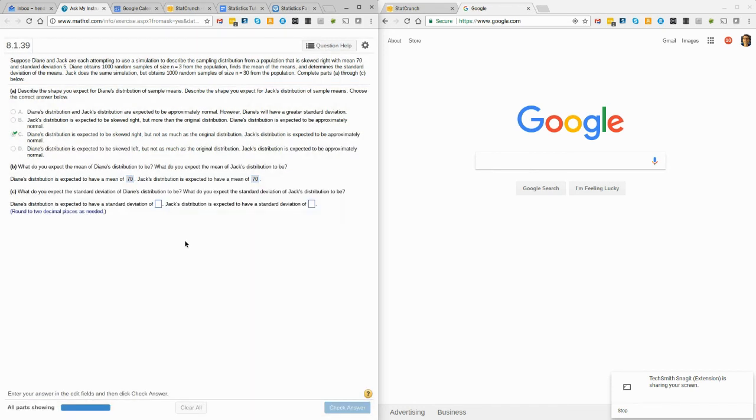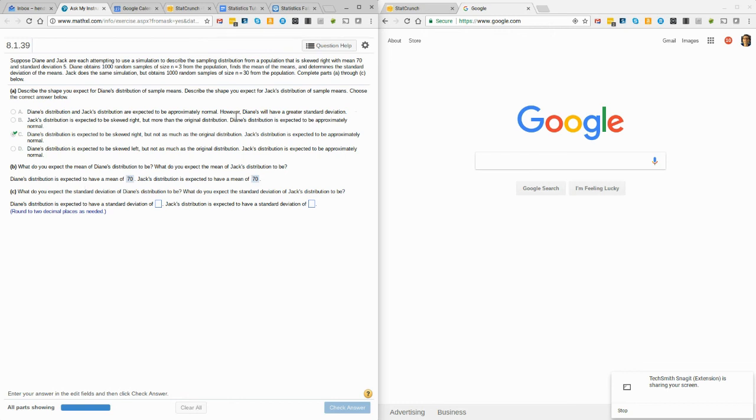Okay. What changes, of course, is the standard deviation. The larger your samples are, the tighter that standard deviation gets, the smaller it gets around the mean. And we've got that formula for it.